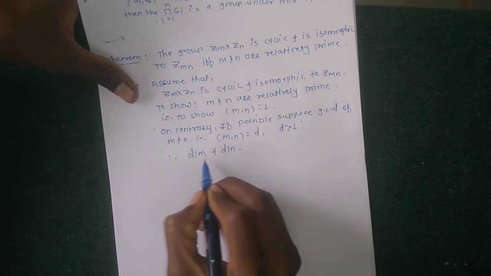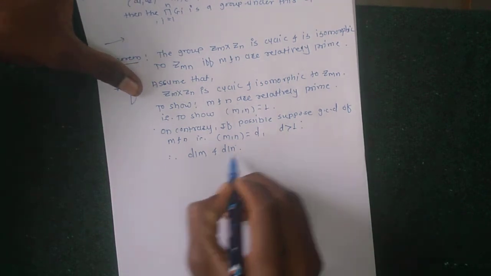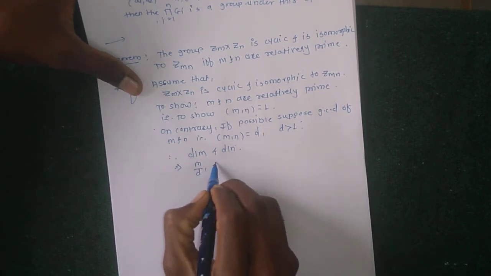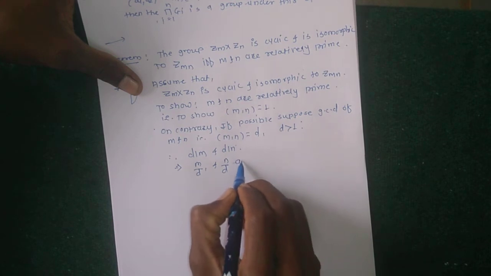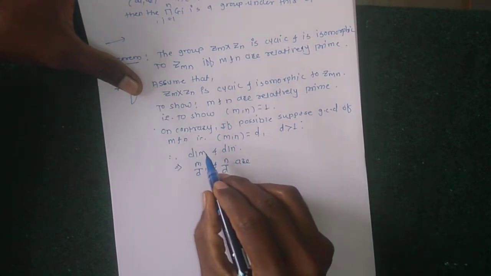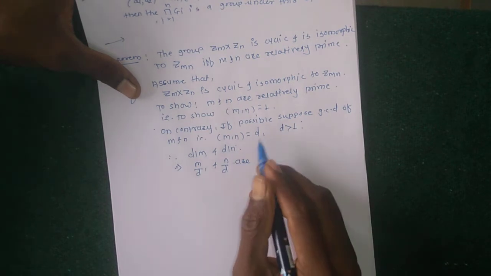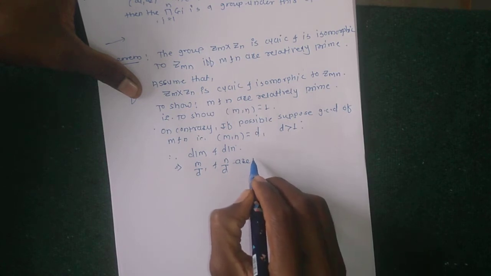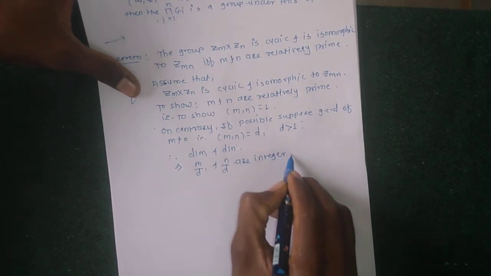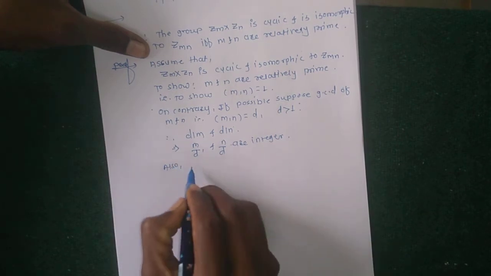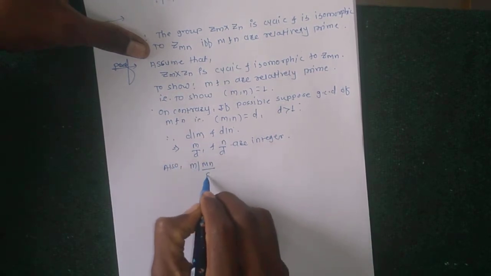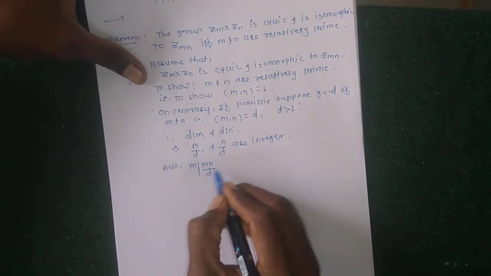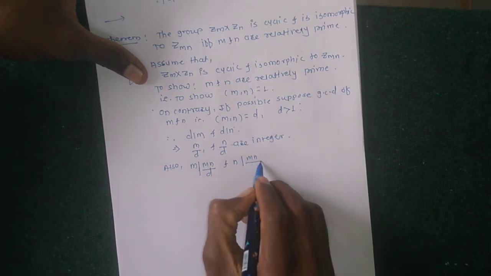Okay, d divides m and d divides n, which implies that m by d and n by d must be integers, because d is a divisor of m and d is a divisor of n. So m by d and n by d are integers. Also, m divides mn divided by d, and n also divides mn upon d.